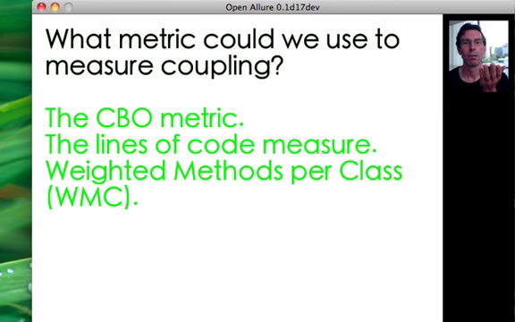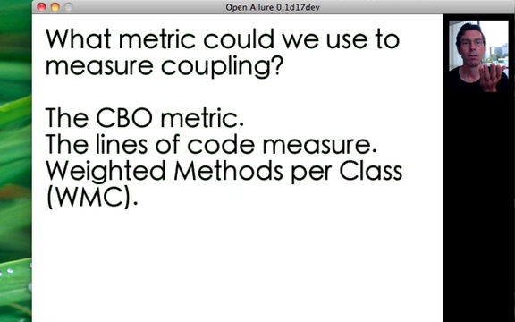What metric could we use to measure coupling? The CBO metric, the lines of code measure, weighted methods per class, WMC. Yes, that's a good measure to use here. CBO, or coupling between object classes, counts the instances when methods declared in one class use methods or instance variables defined by the other class. High levels of CBO suggest lots of dependencies, which can make maintenance really difficult.